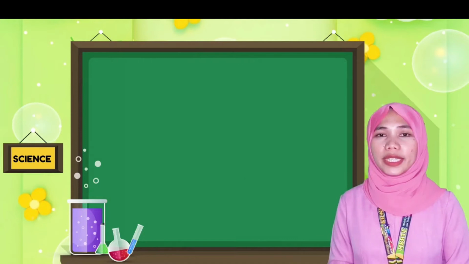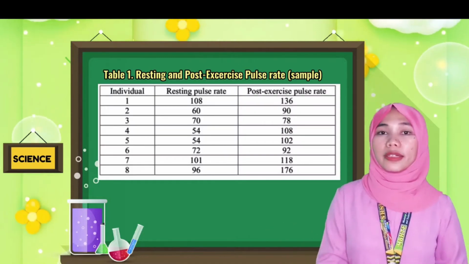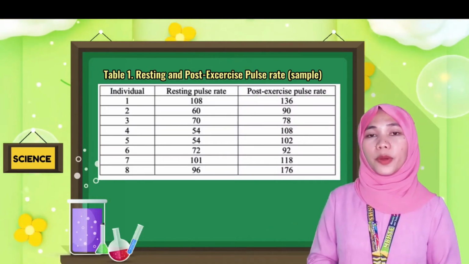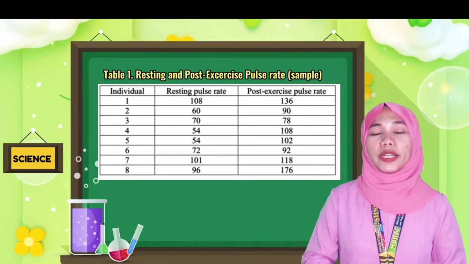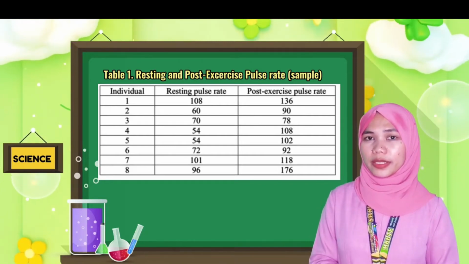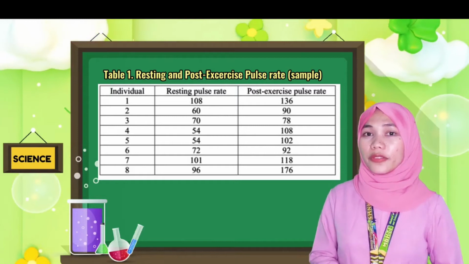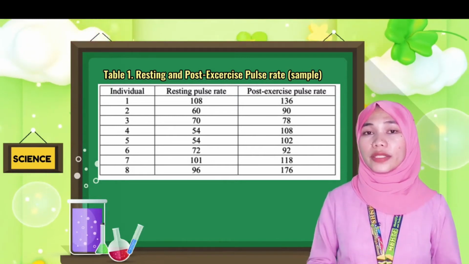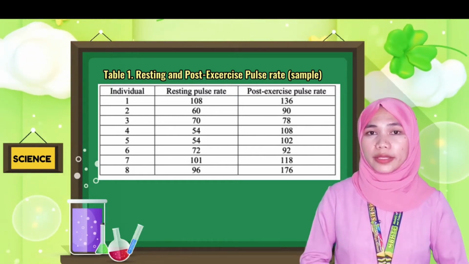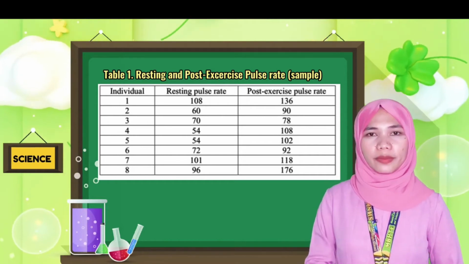Now let us observe the data in the table showing the resting and post-exercise pulse or heart rates for a random sample of 8 individuals. It shows that the heart rate after exercise is greater or faster than before exercise. What can we infer from it?